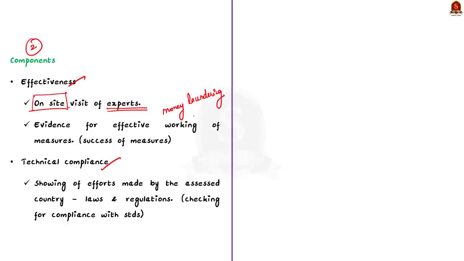Now, the second one is evaluation of technical compliance. While doing this, the assessed country must provide information on laws, regulations, and any other legal instruments it has in place to combat money laundering and financing of terrorism and proliferation of weapons of mass destruction. So, while evaluating for effectiveness, the assessed country has to provide evidence that the measures are successful. And while evaluating for technical compliance, the assessed country should provide information on the laws, regulations, and legal instruments which it has established.